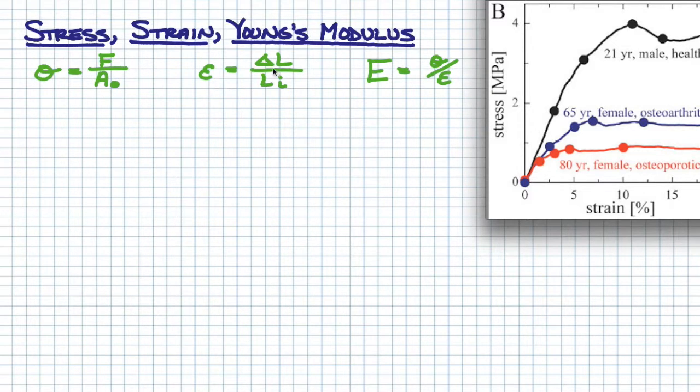The strain is just the ratio of the change in length of your object to the initial length of your object. And these two, stress and strain, are related through what's called Young's modulus, which is just the ratio of stress to strain. Now really quickly, just to recap a stress-strain diagram, as the stress is being increased, as that load is being increased on your object, the strain increases as well.